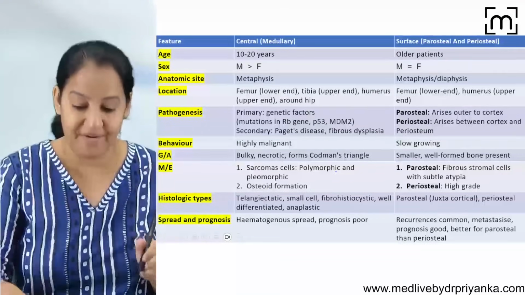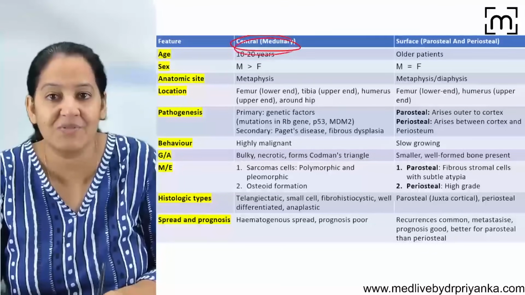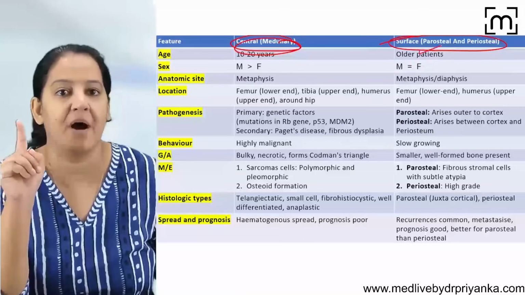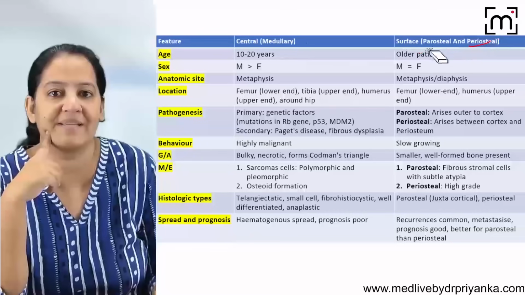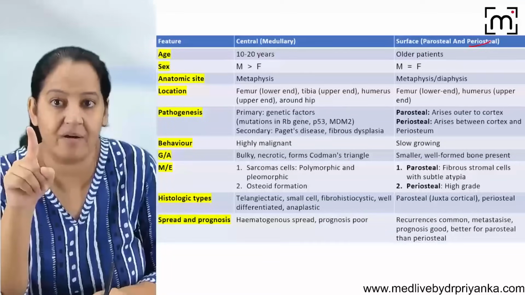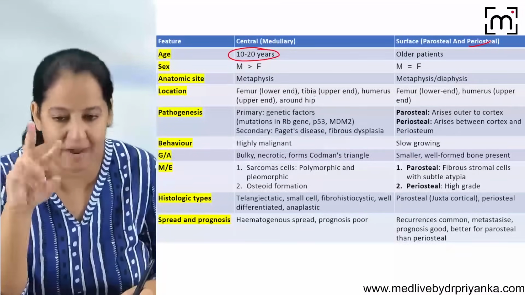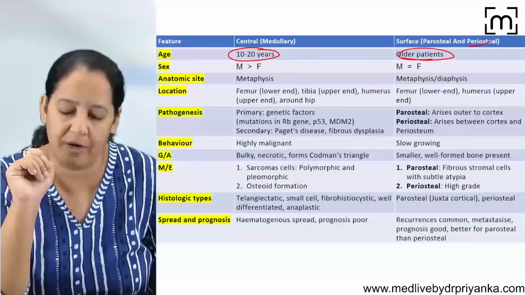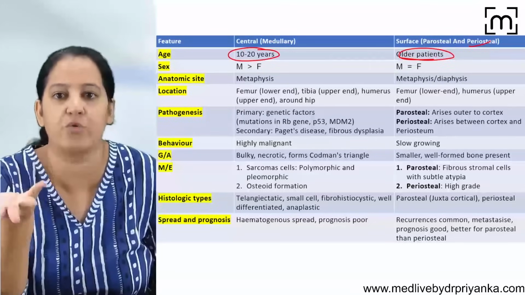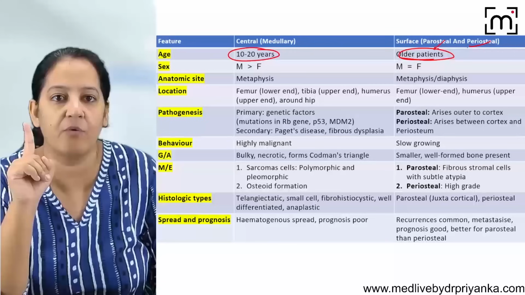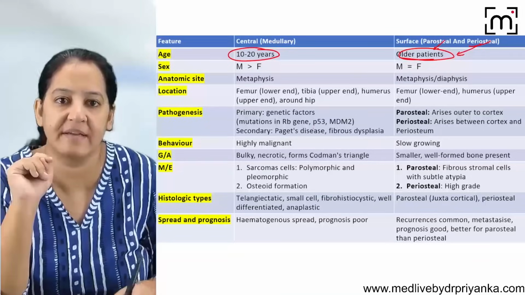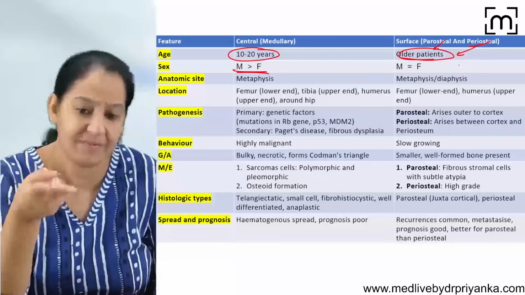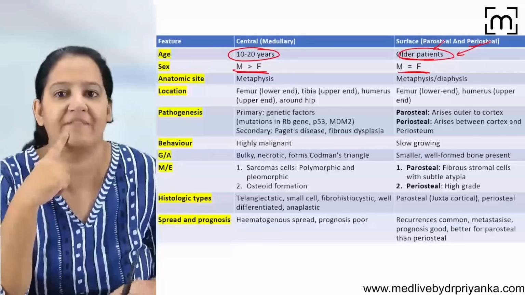So you have to compare the central osteosarcoma with surface osteosarcoma. The surface are of two types, parosteal or periosteal. You have to do the comparison between both. So the central one occurs at 10 to 20 years. It is bimodal, but the primary one occurs at 10 to 20 years of age. This one usually occurs in older patients. I told you 3rd decade, 4th decade or 25. Parosteal occurs in the 3rd or 4th decade. Periosteal occurs at the age of 25. Central one is more common in male as compared to female, but parosteal as well as periosteal, both of them are the same in male and female.